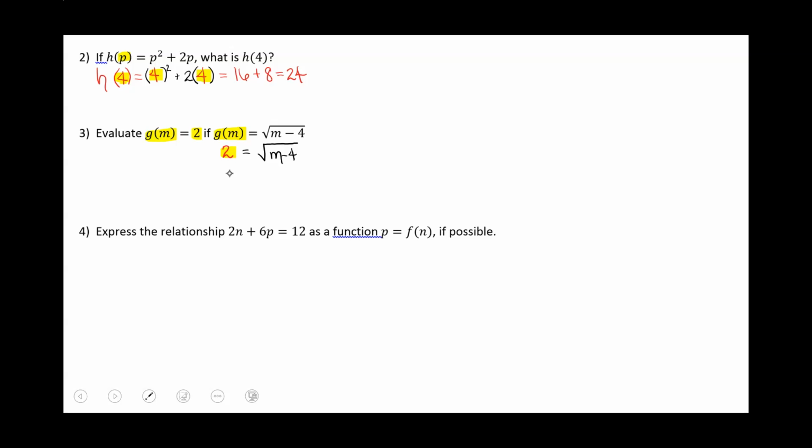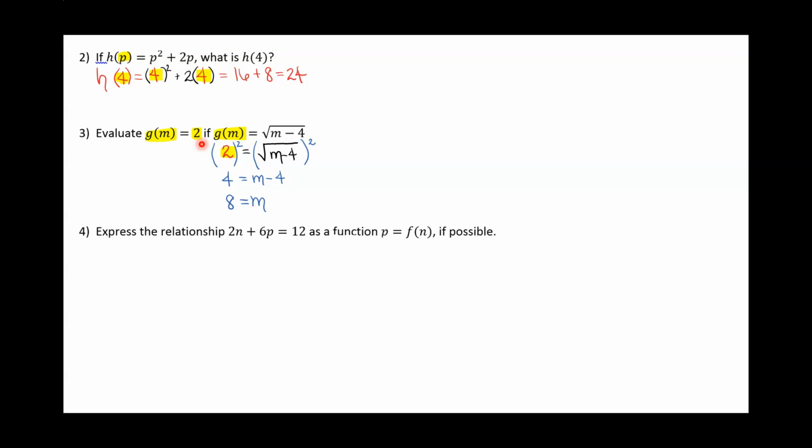So how would I get m by itself? Well, first I would square both sides, and then I could add 4 to both sides, and I would get m is equal to 8. So when m is 8 for my input, then I get 2 for my output. All right, look at the next one.